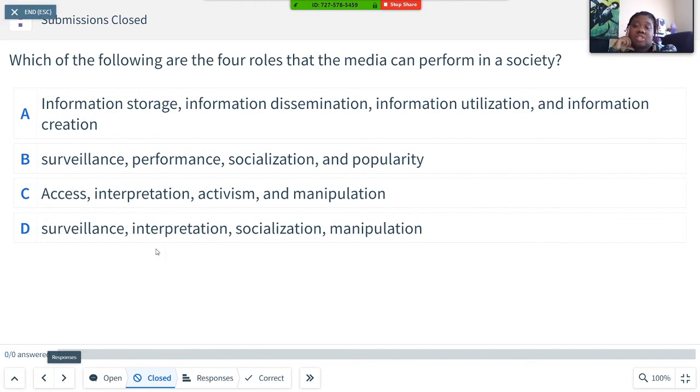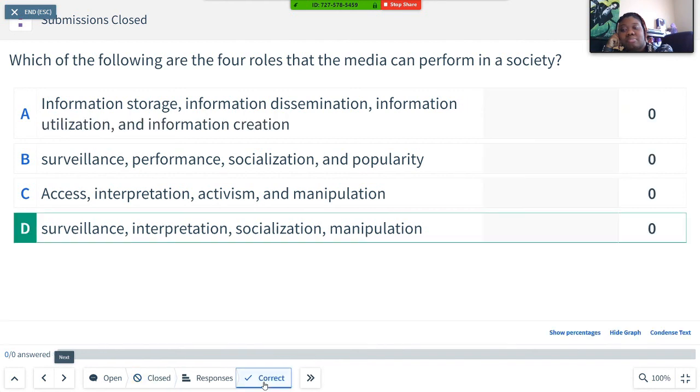Anyways, back to this question, the four roles that the media can play in society. D, surveillance, interpretation, socialization, and manipulation. Goes back to all those Birdman gifts. Everybody said A. It's not that. It's surveillance, interpretation, socialization, and manipulation. This is Dunway and Graeber, chapter one or chapter two.